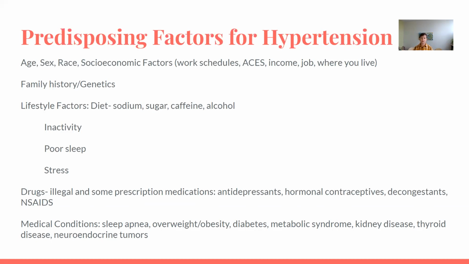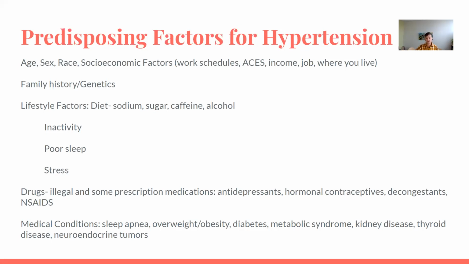So somebody who has had trauma, which we've talked about a lot, during childhood, they are more at risk for high blood pressure as we age. So certainly there's some family history and genetics that can play a role in this. Lifestyle factors, really like diet, sodium, sugar, caffeine, alcohol. We'll go into these, and that's how looking at these lifestyle factors that are predisposing helps us get to how do we prevent this or change the course of this. Inactivity, poor sleep, stress.